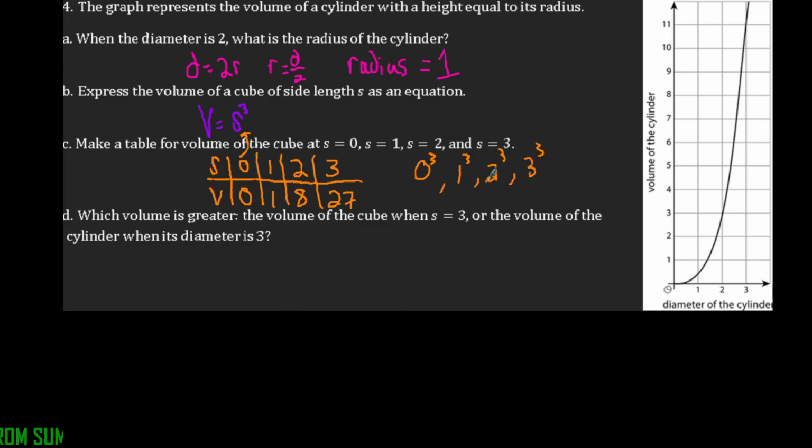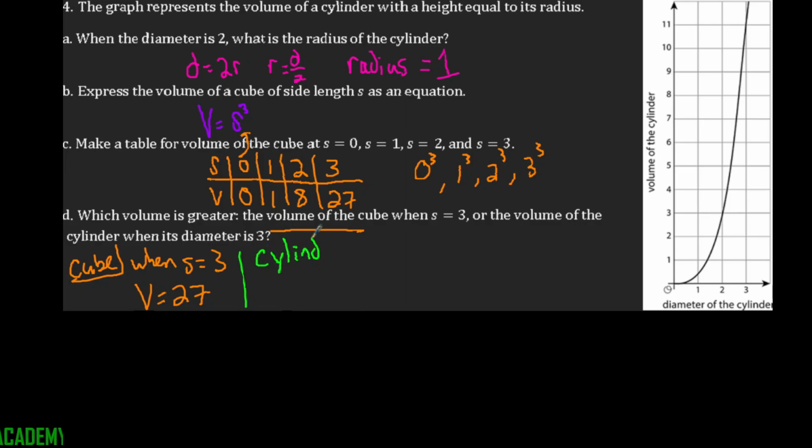And it says for part D, which volume is greater, the volume of the cube when S is 3, or the volume of the cylinder when its diameter is 3. So we already know the volume of the cube because we just found it. So we say the cube, when S equals 3, our volume is going to be 27. Then we say for the cylinder, let's find that out.